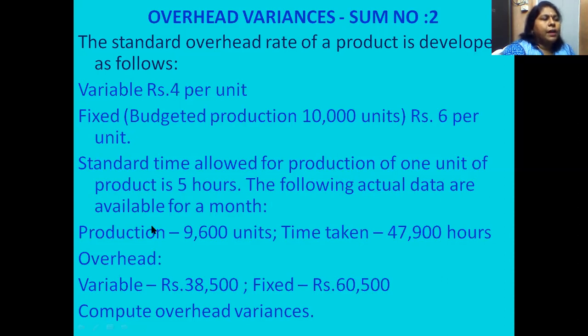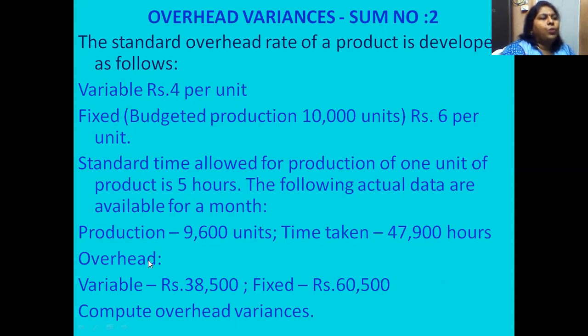The following actual data are available for a month. Production is 9,600 units. This is all about actual data. So look at the wordings: this information is for standard and this information is for actual. So actual production was 9,600. The time taken is 47,900 hours, variable overhead is 38,500, and fixed overhead is 60,500. Compute overhead variances.